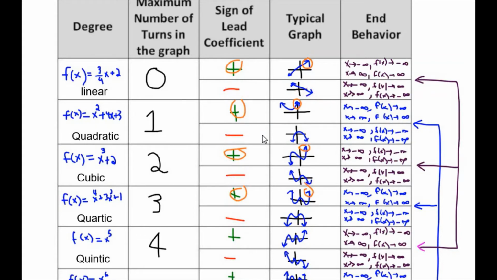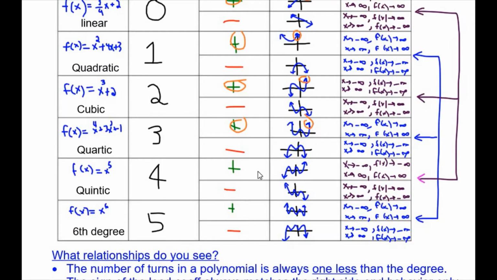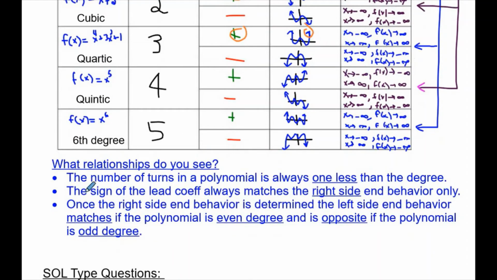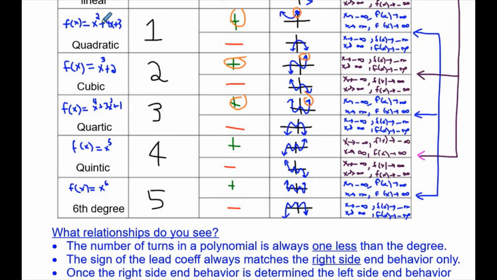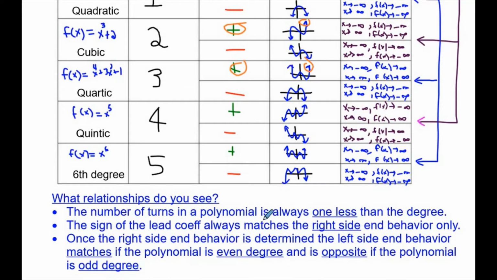So a lot of work. You don't have to memorize this chart. That would be obscene, but you might want to understand these relationships. The number of terms in a polynomial is always one less than the degree. That's pretty easy. You can see that here. Quadratic is 1, cubic is 2, quartic is 3, number of terms. The sign of the lead coefficient always matches the right side end behavior only. That's what I was just talking about. Once the right side end behavior is determined, the left side end behavior matches if the polynomial is even degree and is opposite if the polynomial is odd degree.